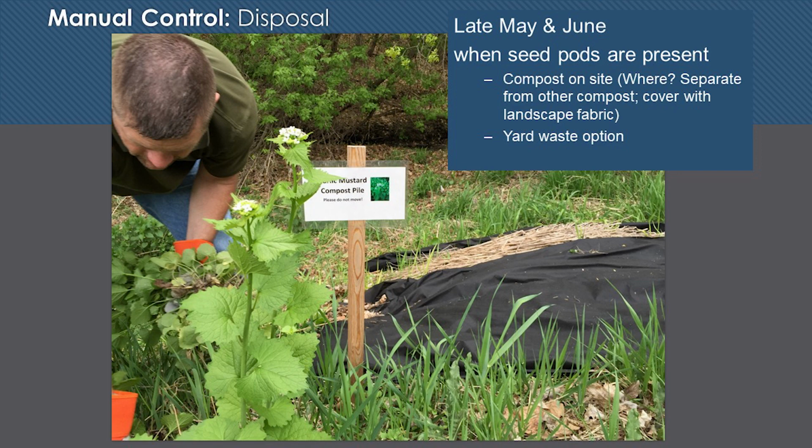And then it's a really good idea to cover it with landscape fabric, not plastic. The fabric will allow the moisture to go through and the composting process to happen, but it's not going to heat up. So there's going to be viable seeds in that pile. If you brought it to a compost facility that is being turned by a big machine and it gets up to a temperature, those seeds will not be viable. They've done research studies about that.